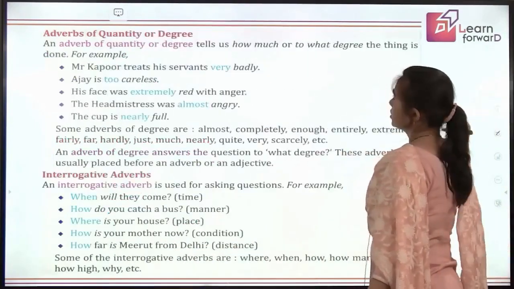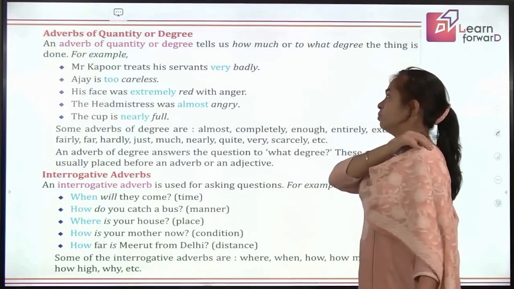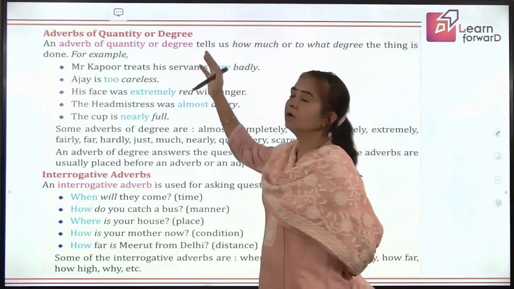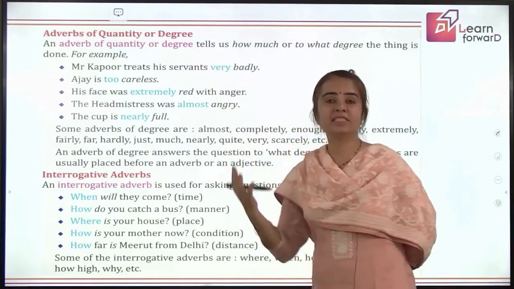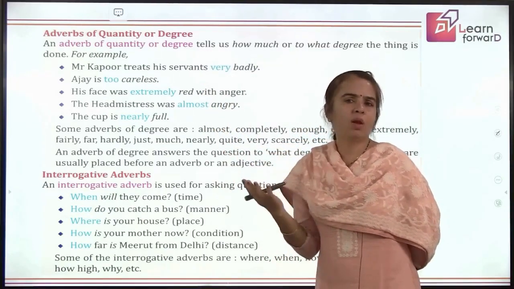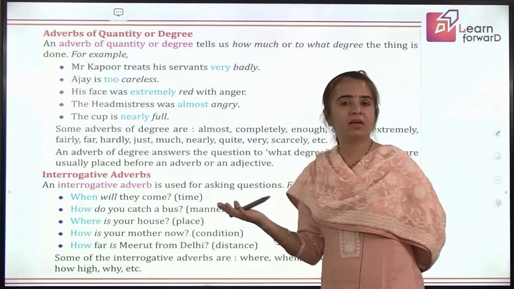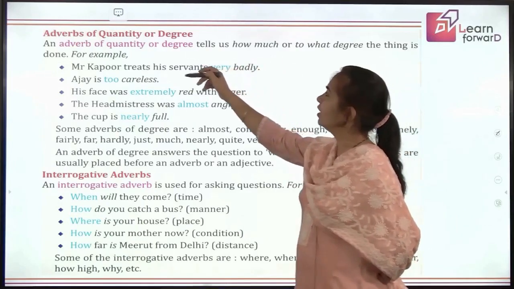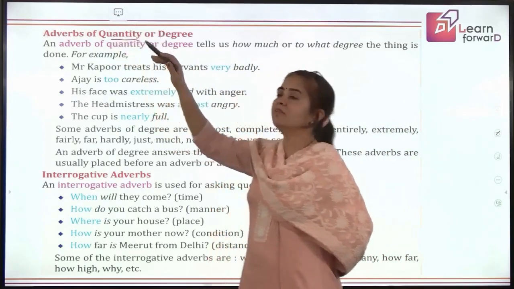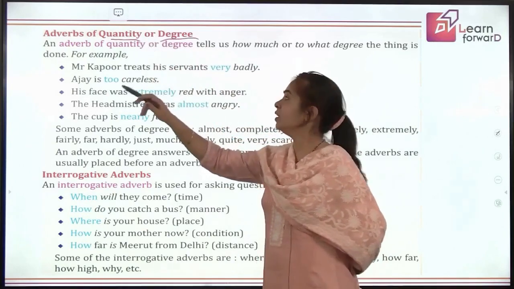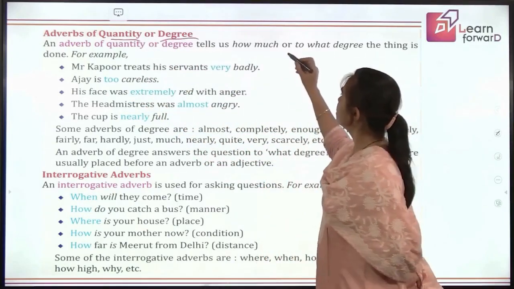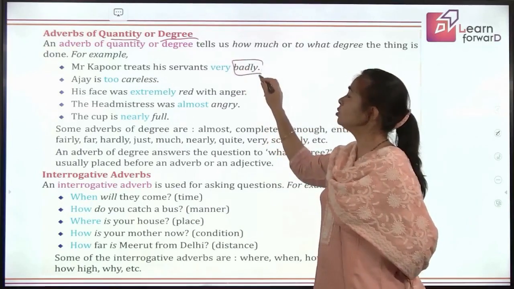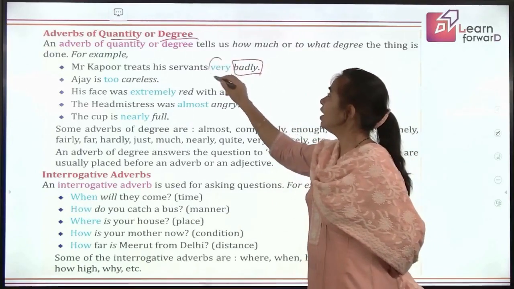Moving to the next. What do you mean by adverbs of degree or quantity? So adverb of quantity or degree means to what extent. Just like I said, my work is almost complete. So how much is it done? So for quantity also we ask the question how much. That's why we are referring here to adverbs of quantity. Basically we say it is an adverb of degree. So Mr. Kapoor treats his servants very badly. So to what extent? Badly. But how much badly? It is very badly.